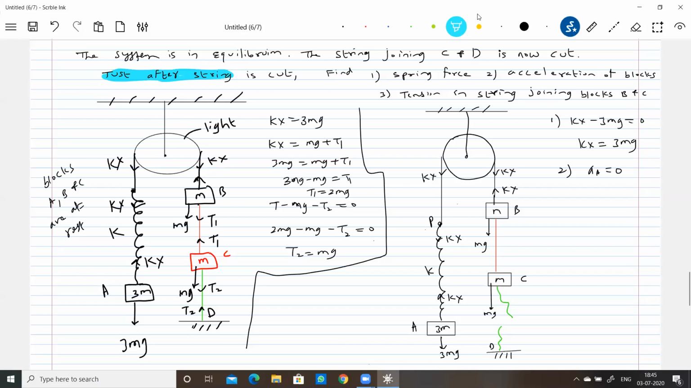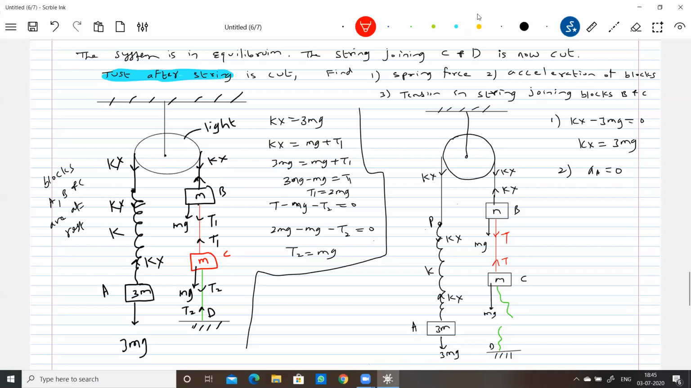Okay, acceleration of block is 0. What to do with here now? Anybody? Tension will change or not? As the tension, some other value. Let's assume T. Sir, will the blocks B and C also be at rest, sir?